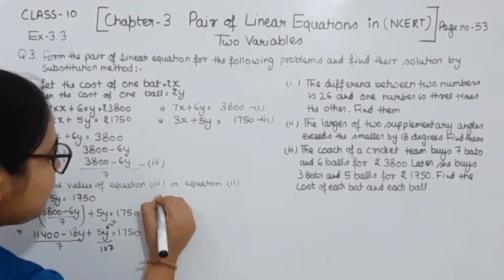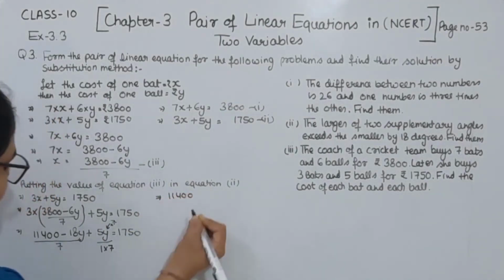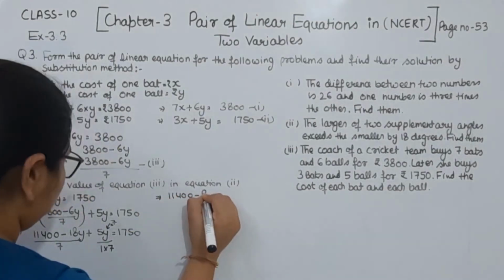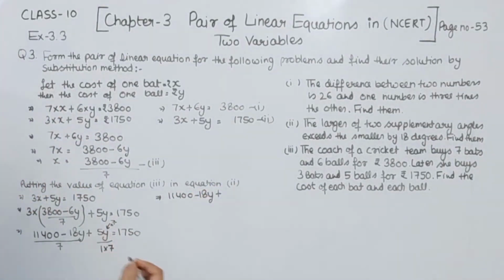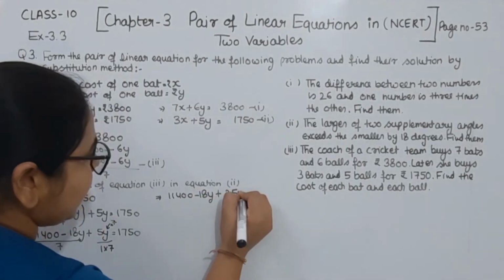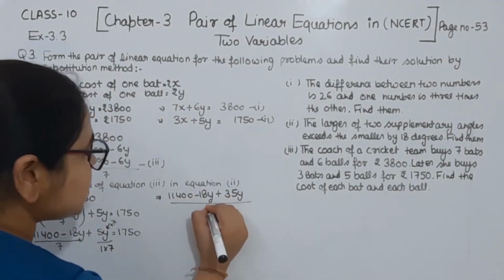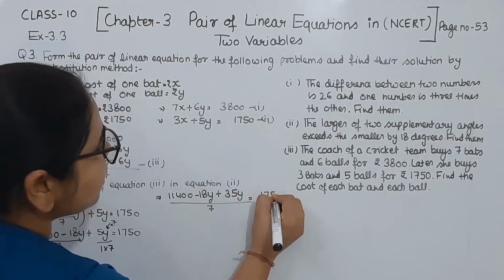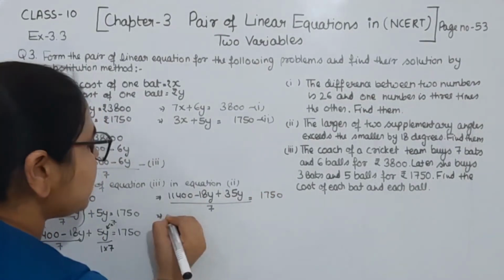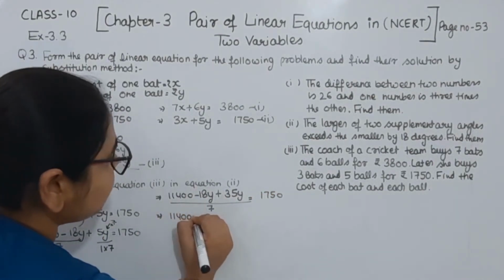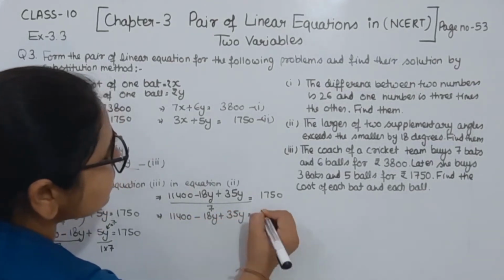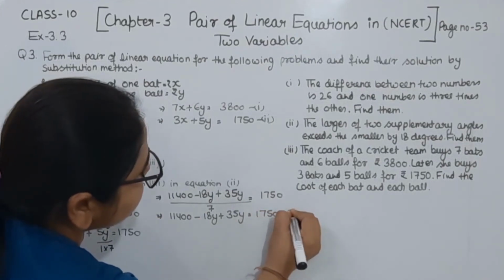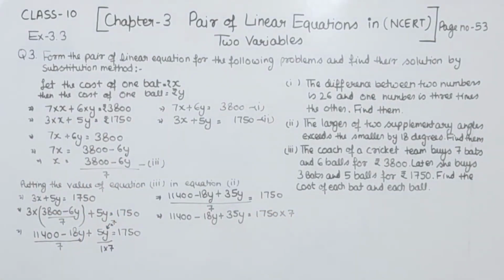So we have 11,400 minus 18y plus 7 5s are 35y, and the denominator is 7, and here we have 1750. Now we have to transpose this 7, so we have 11,400 minus 18y plus 35y equal to 1750 multiplied by 7. When we multiply this, we get the value of 12,250.